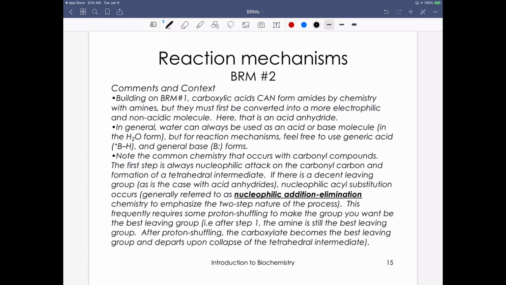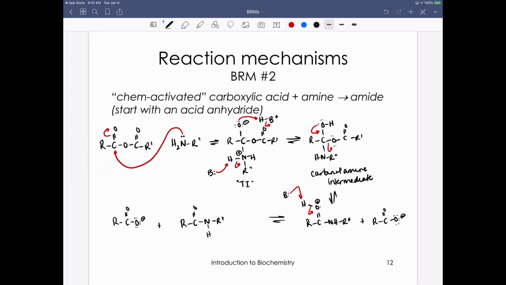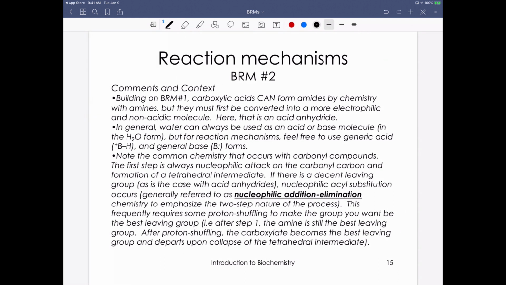So building on what we saw in reaction mechanism 1, we can take the carboxylic acid functional group and convert it to an amide by doing chemistry with amines, but we have to get rid of that more electrophilic proton. And so we convert it into an acid anhydride. So again, what we had here is we converted that into our acid anhydride, and now in lacking that electrophilic proton, we can generate our final product.